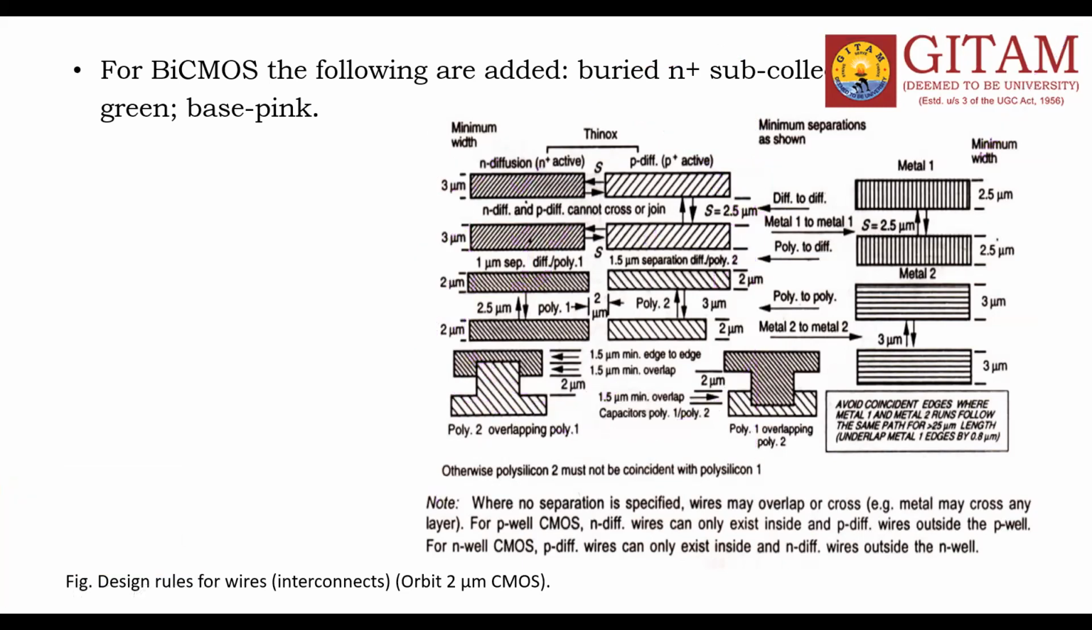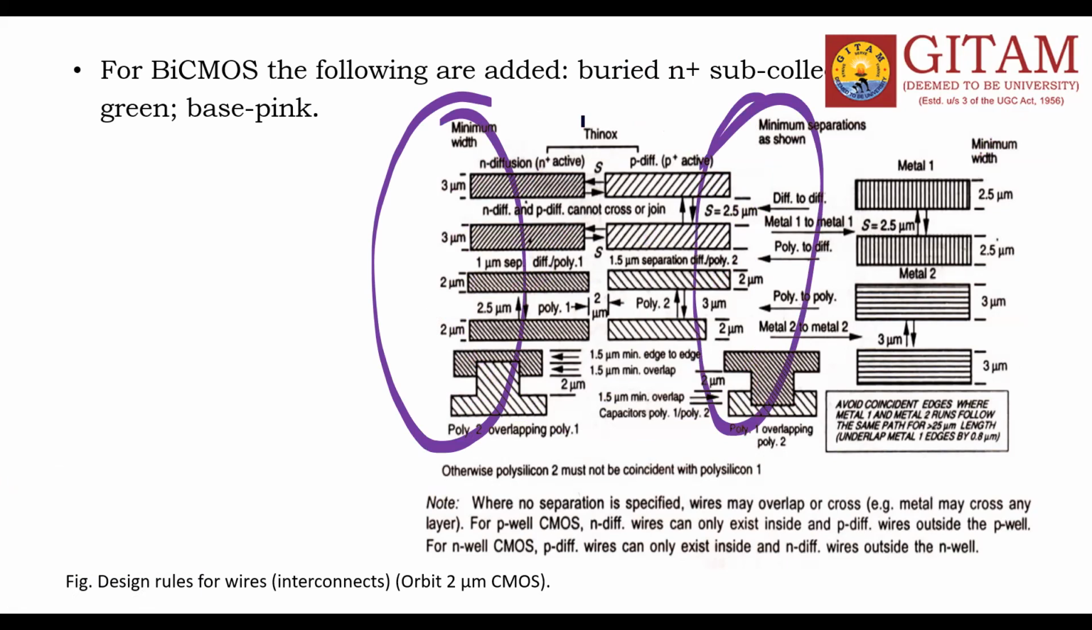Yes, now. See, this is the minimum width rules. These are the minimum separation rules. Okay. For what? Mask layers. This is the metal layers. So metal 1 minimum width is 2.5. Okay, 2.5. Metal 2 minimum width is 3 lambda. So 3 micrometer. So this is the 3. The spacing is 3. Same thing, from metal 2 to metal 2. So metal 1 to metal 1 is 2.5. The spacing.